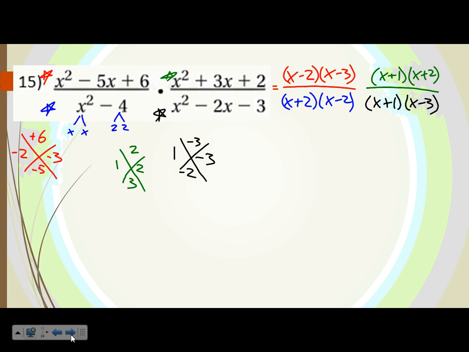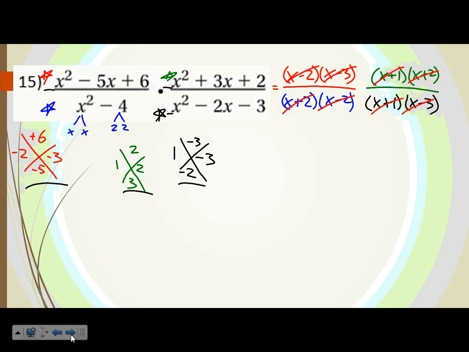Now remember, we were able to do all those without doing it the long way by taking the shortcut, because none of them had leading coefficients, so don't forget about that. So if the same thing's on top and bottom, you can cancel. So x minus 2 and x minus 2 cancel. X minus 3 and x minus 3 cancel. X plus 2 and x plus 2 cancel. And there we go, x plus 1 and x plus 1 cancels.